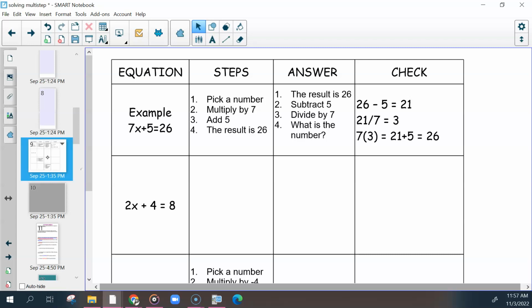The check part, these first 2 lines is the answer in math form. So we start with 26, we subtract 5, then we take that number and divide it by 7, and 3 would be our result. The very last part is just double checking to see does it work. And it does. So if you want to use this process, the steps are there for you, but again, we're not going to do this a whole lot.